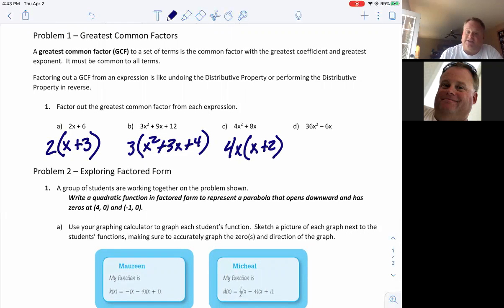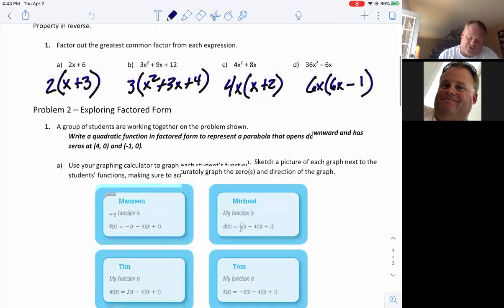And the last but not least, 36x squared minus 6x. I'm going to pull a 6x out. I should have 6x minus 1 left over. That is GCF in a nutshell. And we're going to do more of that here in a couple weeks, all right?